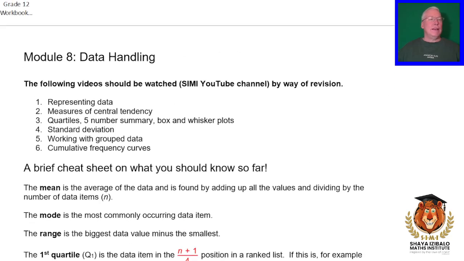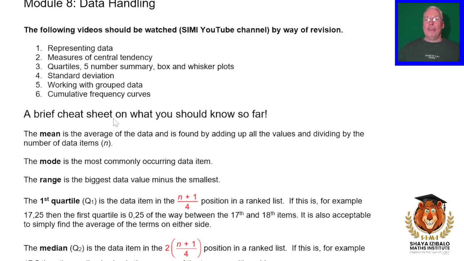So basically, we've got what we've called a little cheat sheet on what you should know so far. The first concept that you should be comfortable with is the mean. The mean of some numbers is just found by adding them up and dividing by the number. There's no formula provided for that. There's also no formula provided for this. The mode is just the data item which occurs the most often. The range is the biggest minus the smallest.